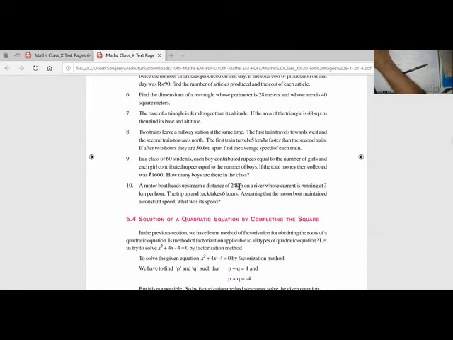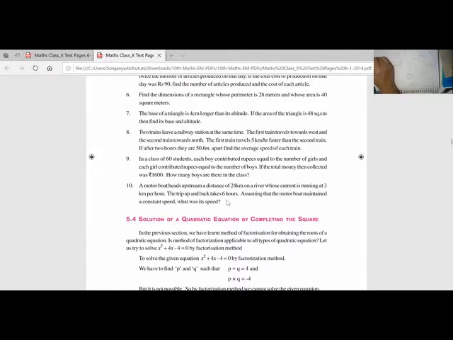Upstream a distance of 24 kilometers. The river is running at 3 kilometers per hour. And the trip up and back, downstream also, takes a total of 6 hours. So let us find out what was its speed. Let the speed of the motor boat be x.